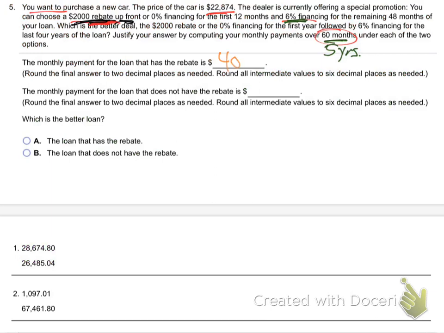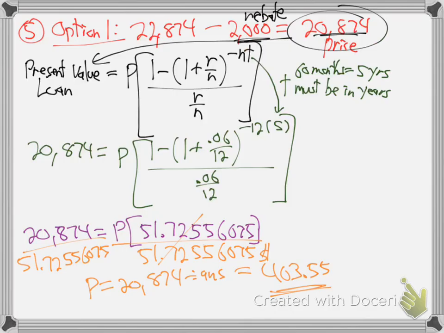So that is option 1. With option 1, where they give you the $2,000 rebate up front, your monthly payment's going to be $403.55. Now we got to do option 2. Option 2 is 0% financing for the first 12 months, and then 6% for the remaining 48 months, 4 years. So let's do that.